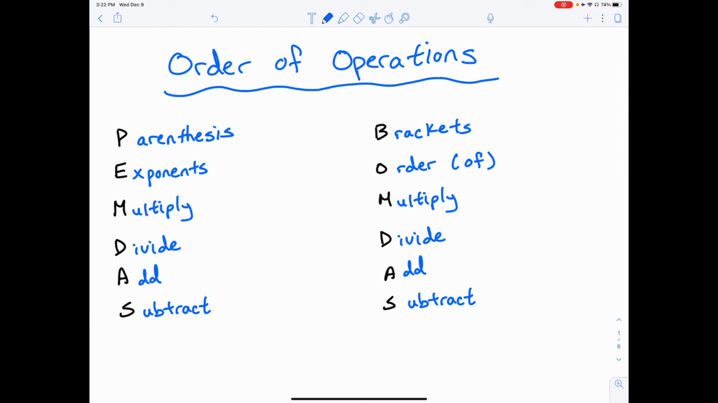Hello, everyone. Today we're talking about orders of operations. A lot of you might have learned this as either PEMDAS or BOMDAS, or some kind of variation of it, potentially from where you are from. With PEMDAS, we have parentheses, exponents, multiply, divide, add, subtract. BOMDAS is brackets, O for order, or it might have been "of", multiply, divide, add, and subtract.